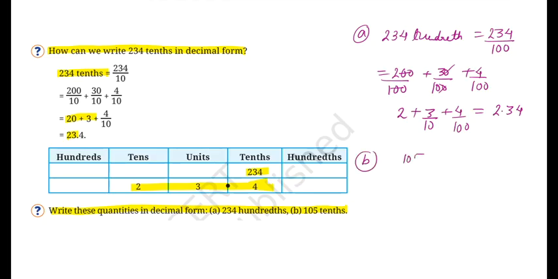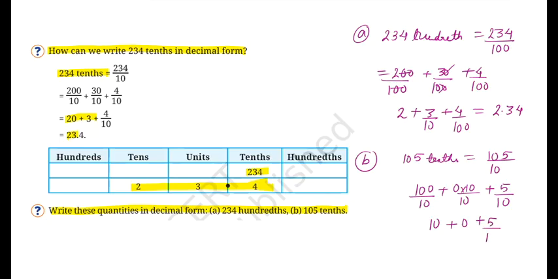So it's 105 tenths. How could we write this? It would be 105 over 10. Now we can write it as 100 over 10 plus 0 times of 10, that is just 0 only, plus 5 over 10. So this will be 10 plus 0 plus 5 tenths, and it could be written as 10.5. So these are the decimal forms of 234 hundredth and 105 tenths.